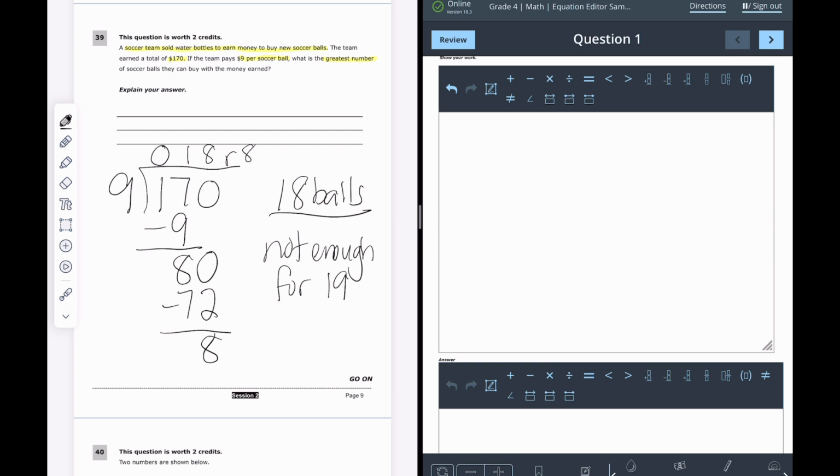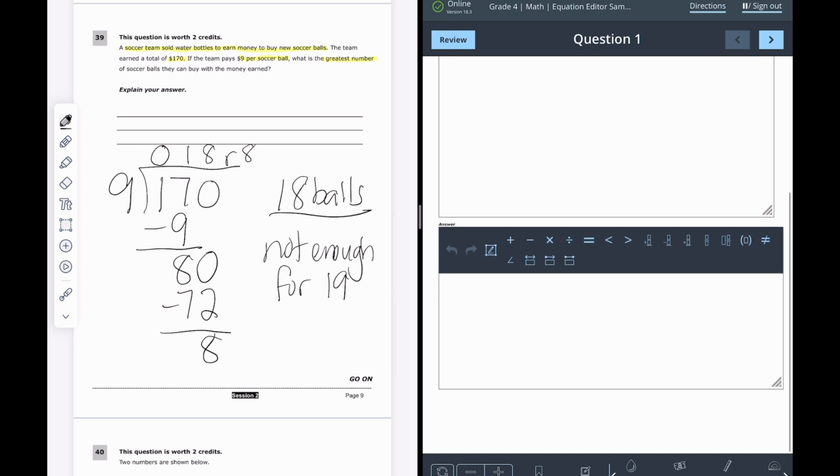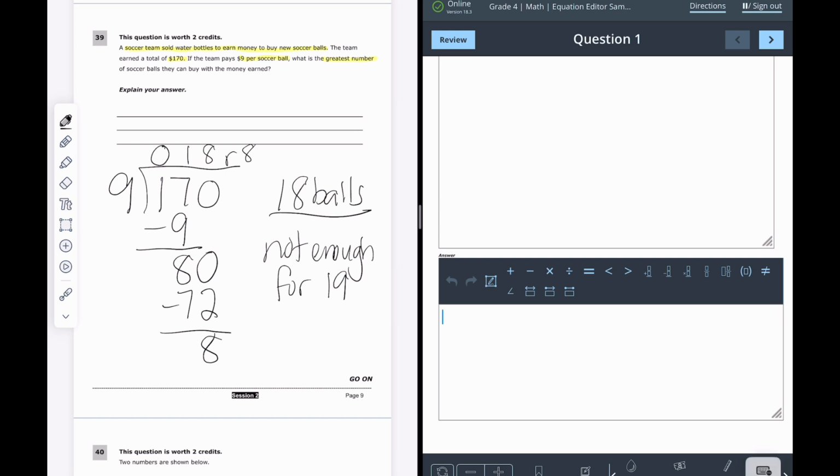Okay, so now I kind of need to explain all this, right? So again, they're not asking me to show my work in this one. They just want me to explain. So I'm just going to go to the answer box, and I'm going to type this in. Let's start by restating the question. What is the greatest number of soccer balls they can buy? The greatest number of soccer balls the team can buy is 18.